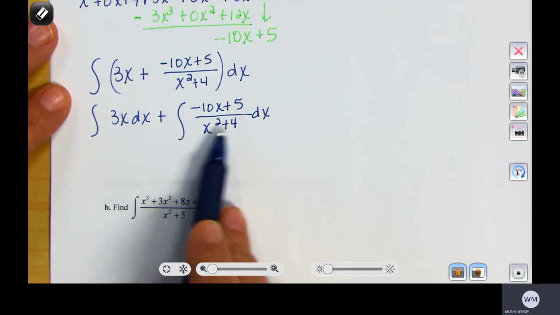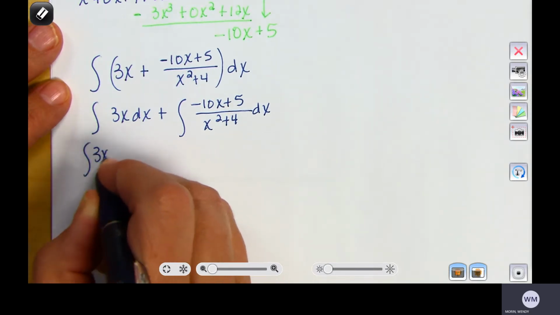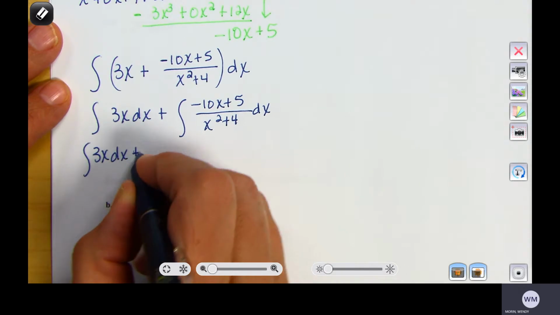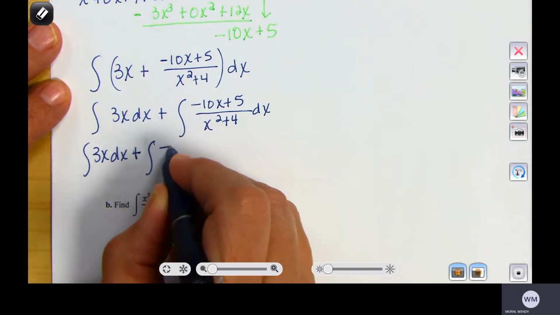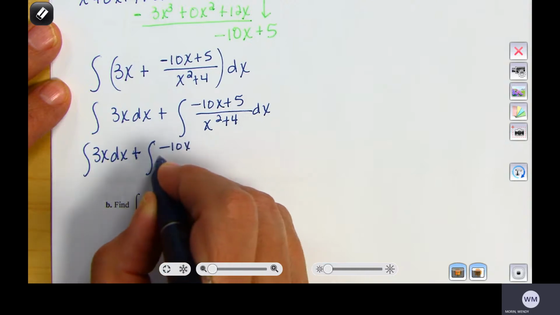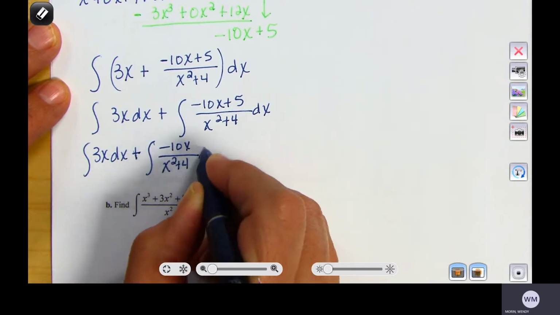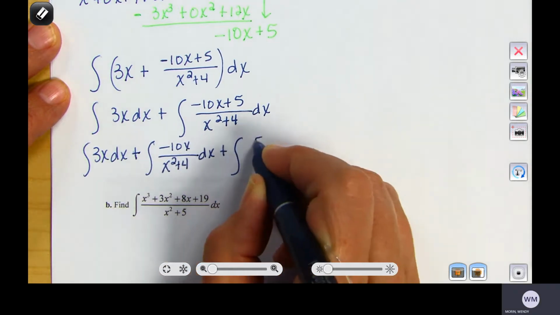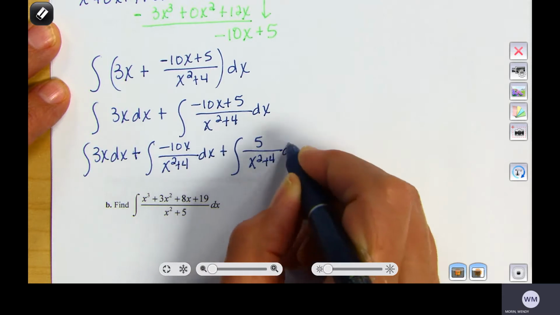This is a common denominator, so I'm going to split it up even more. The integral of 3x dx plus the integral of negative 10x over the common denominator x squared plus 4 plus the integral of 5 over x squared plus 4.